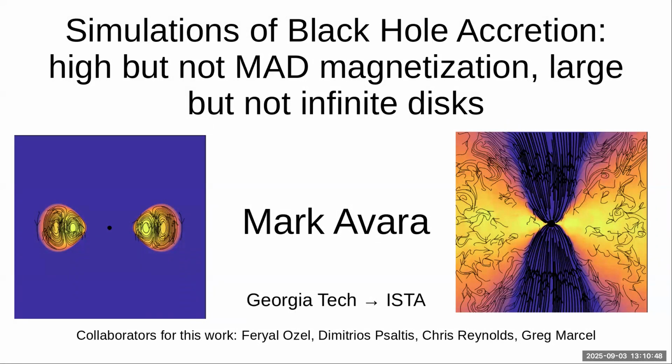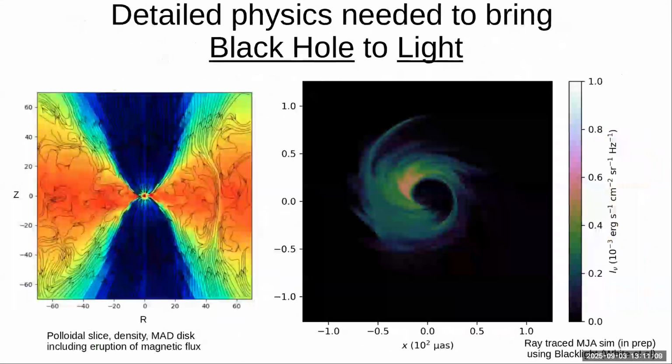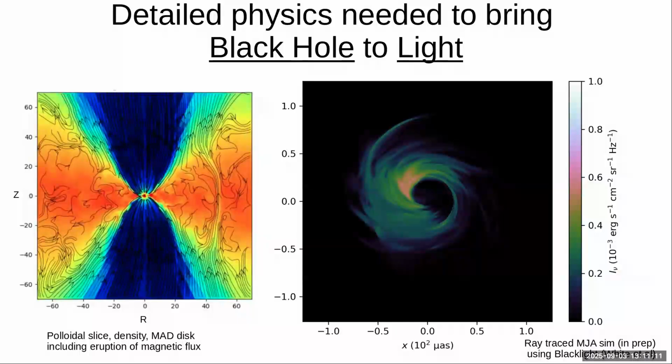And this is a bit higher magnetization than most simulations that people perform of SANE disks, where they start with a weak net field. And so with a suite of simulations that I'll talk about today, we're exploring this intermediate regime. And by infinite, I mean not very large radial equilibrium, but not an infinite radial equilibrium.